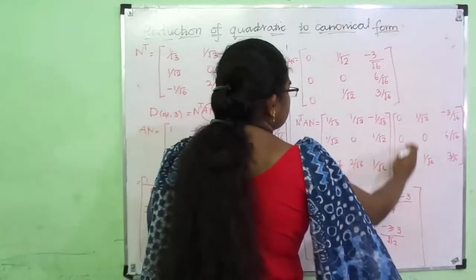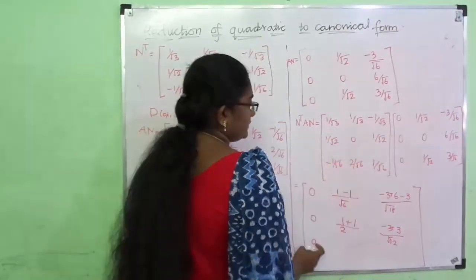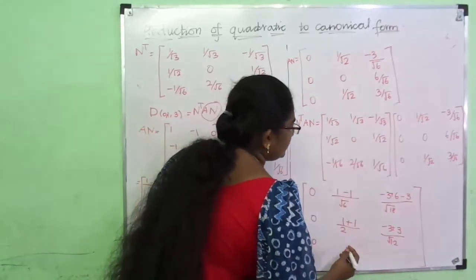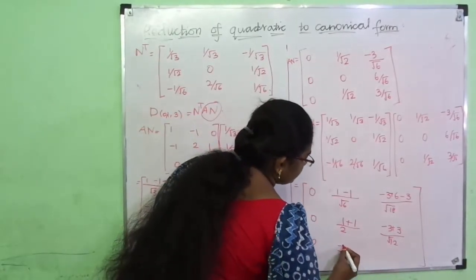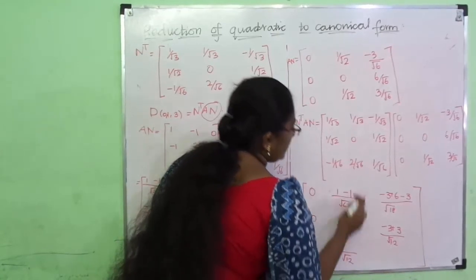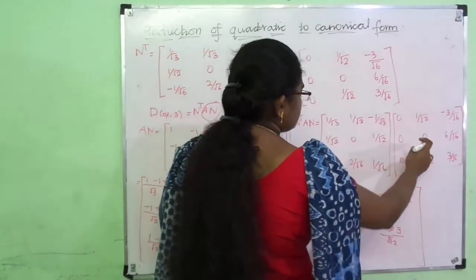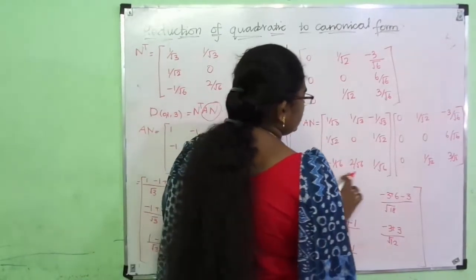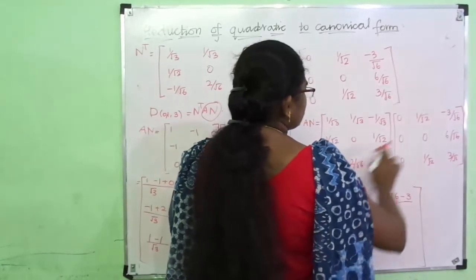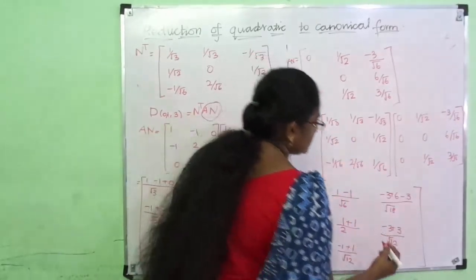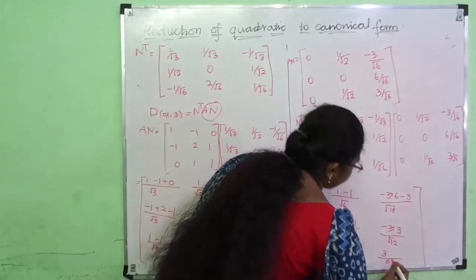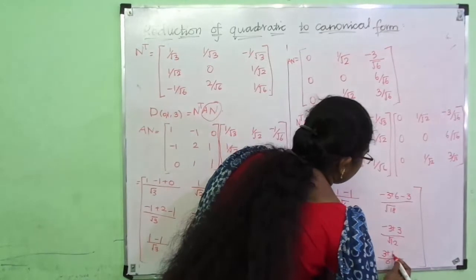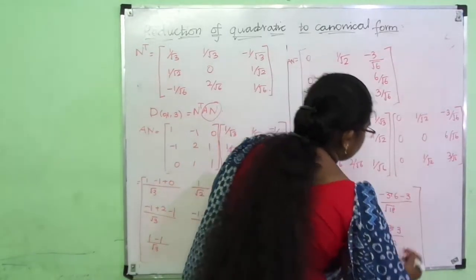Then third row and the first column. The column is 0, so the first element will be 0. Minus 1 by root 6 into 1 by root 2 will be minus 1 by root 12. 2 by root 6 into 0 will be 0. 1 by root 6 into 1 will be 1. The third row and the third column: minus 1 by root 6 into minus 3 by root 6 will be 3 by 6. 2 by root 6 into 6 by root 6 will be 12. 1 by root 6 into 3 by root 6 will be 3.